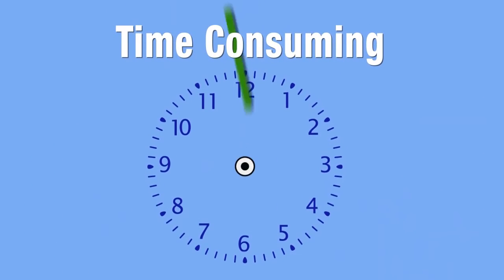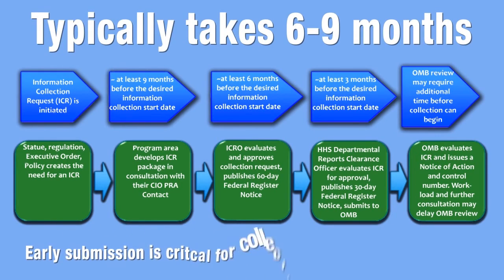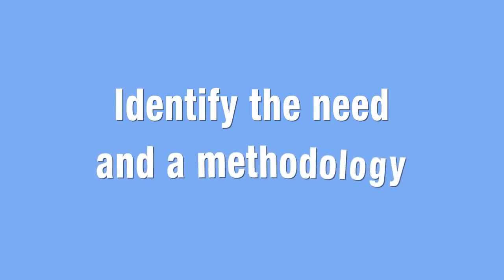Let's face it, seeking approval to collect information from the public is time-consuming. Take a look at the information collection request development and approval process timeline. From beginning to end, it typically takes 6 to 9 months. In summary, a CDC program must first identify the need for collecting information and a methodology. Then, the program must draft a 60-day Federal Register notice that addresses the following questions.